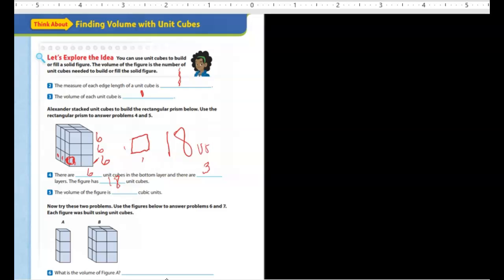So I could write unit, the 3, or I can write it like they have it down here. So the volume of the figure is 18. Okay, now if I go down a little bit, we're going to look at this one. This one is 1, 2, 3 cubes. So what is the volume of figure A? 3 units cubed.